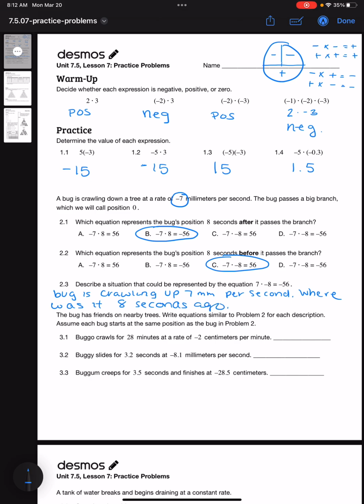Now, the bug has friends on nearby trees. Write equations similar to problem 2 for each description. Assume the bug starts in the same position as the bug in problem 2. So, Buggo crawls 28 minutes at a rate of negative 2 centimeters per minute. So I would say he would go negative 2 times 28 equals negative 56.